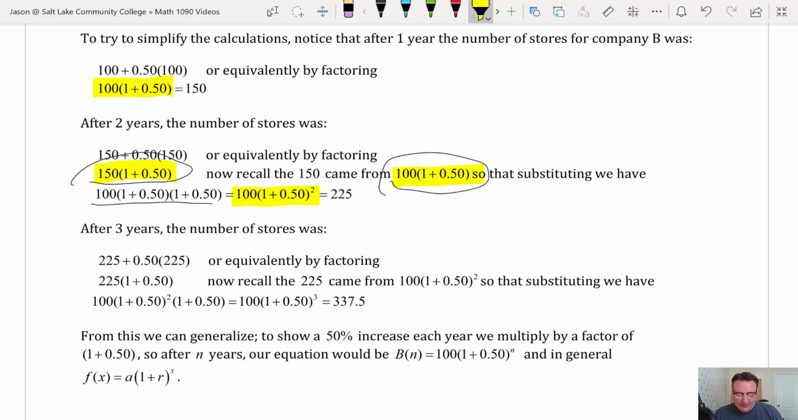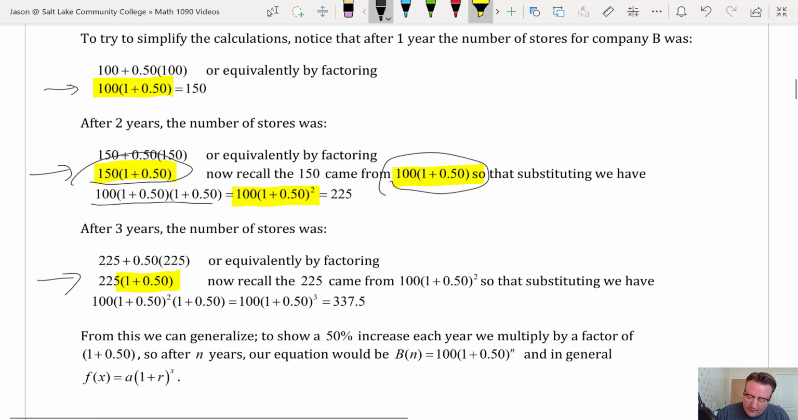Now, again, we can continue doing this. And the key idea really is that each time, what are we doing? We're multiplying the previous amount by a factor of 1 plus 0.5 or 1.5. You know, see, that's really the key. Each time what we're doing is we're just multiplying the previous year's value by a factor of 1.5.